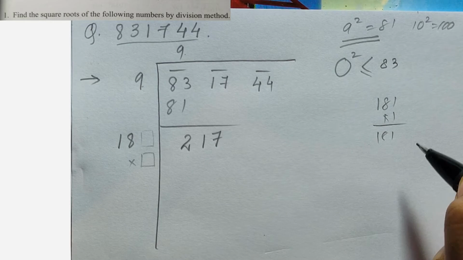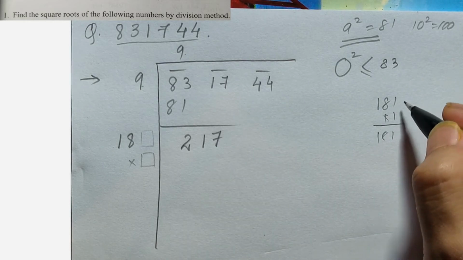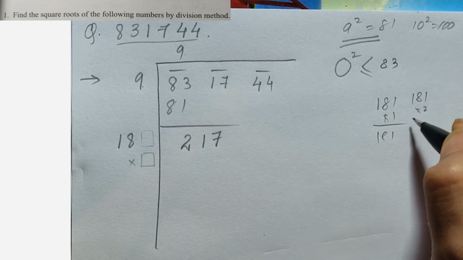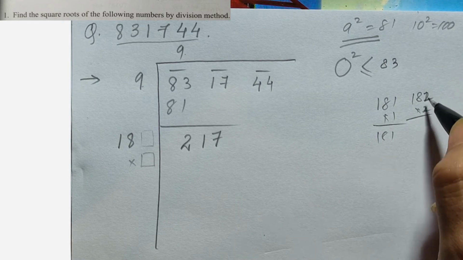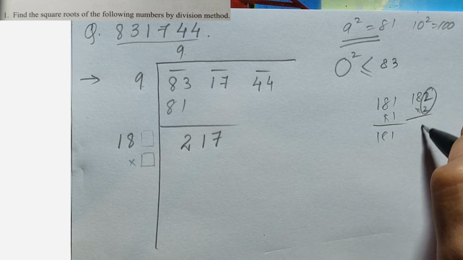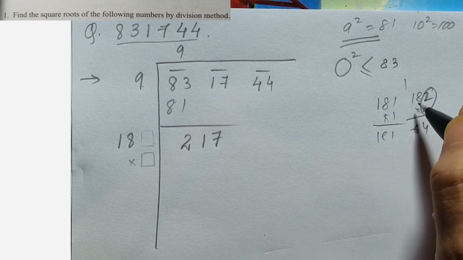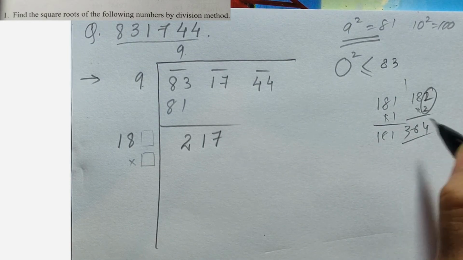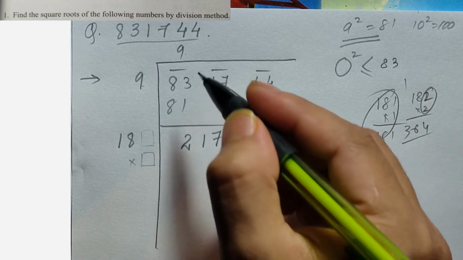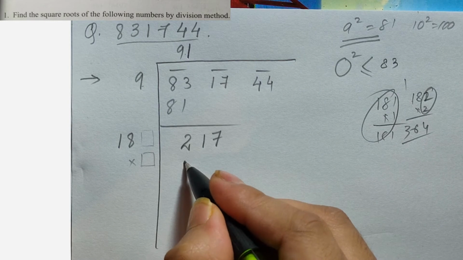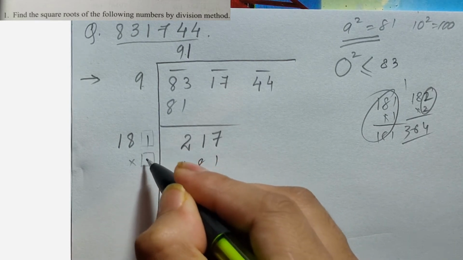So 181 into 1 is 181. So let's see another option, 181 into 2. Sorry, 182 into 2, because these two numbers have to be the same. Now 2 2s are 4, 2 8s are 16, carry 1, 2 1s are 2, 3, 364. So we know that this is our feasible option, so we take that. 1 1s are 181.